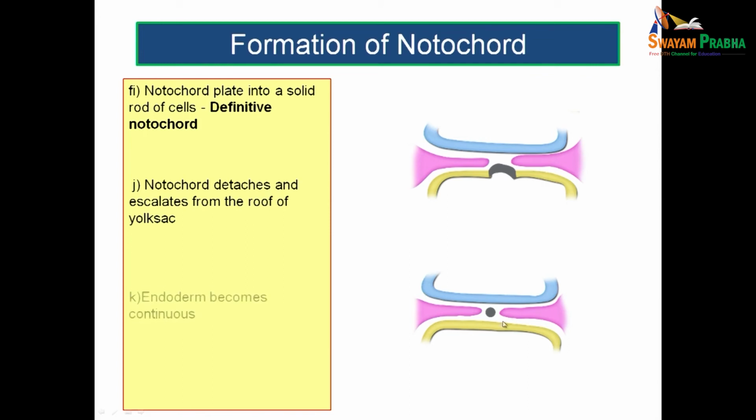So, we can see that the endoderm is now continuous. You are not seeing any gap in the endoderm which was there when you saw the development of the neurenteric canal. This gap is actually bridged, and new endodermal cells are bridging the gap. Now, you can see the endoderm is just as continuous as it was in the beginning.